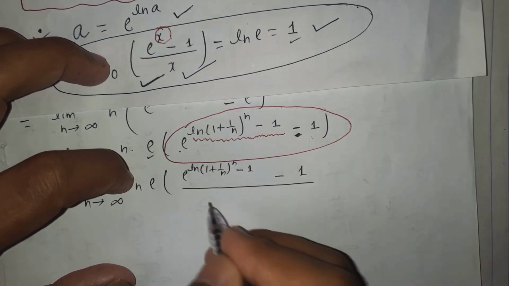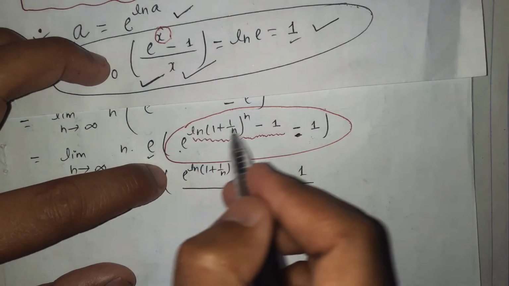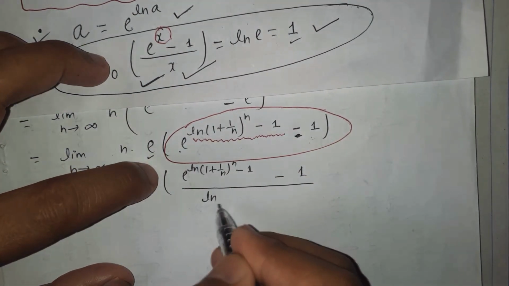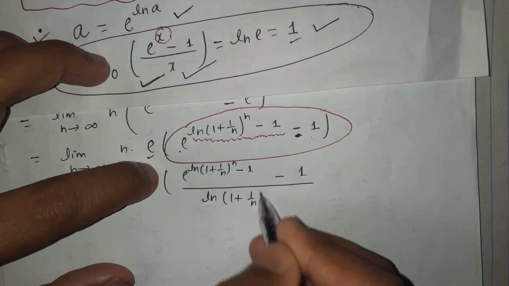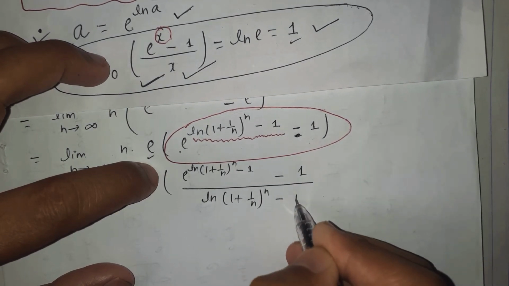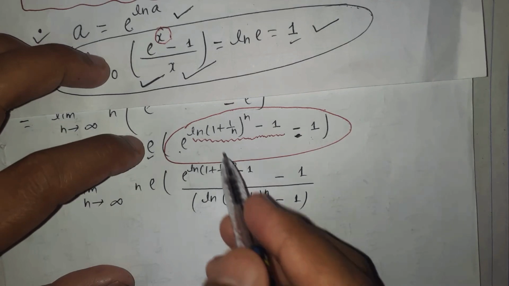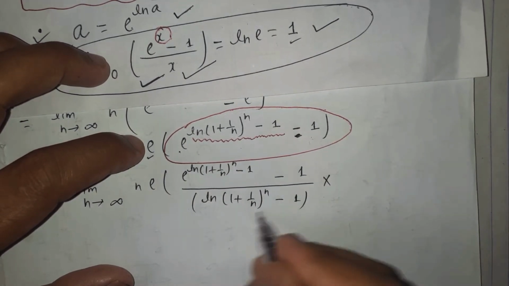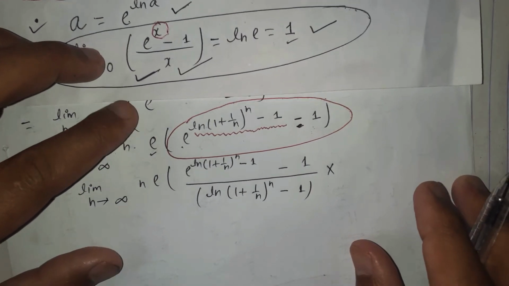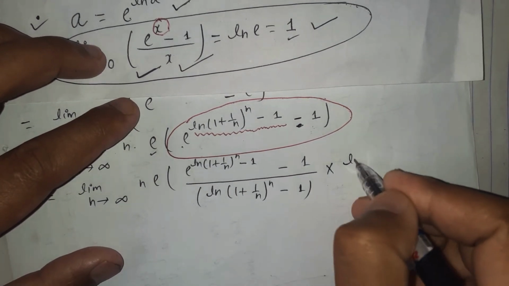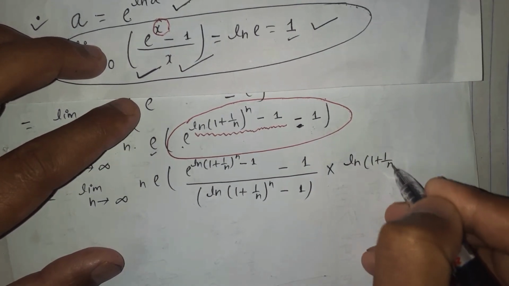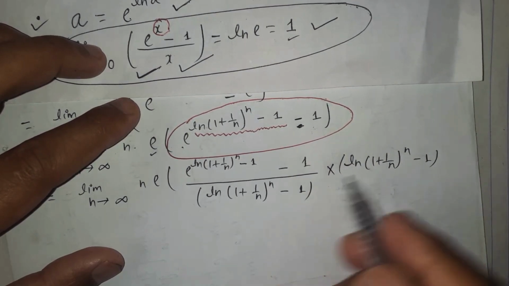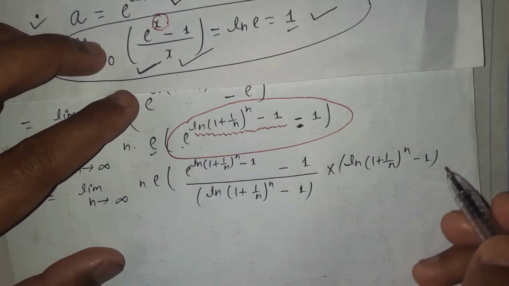Let's divide this by this expression, and let's divide by ln of (1 plus 1 over n) raised to the power of n minus 1. Here we just divide this expression by this quantity, and we have to multiply by the same number to balance the expression. So ln of (1 plus 1 over n) raised to the power of n minus 1. Here we just divide and multiply by this expression.